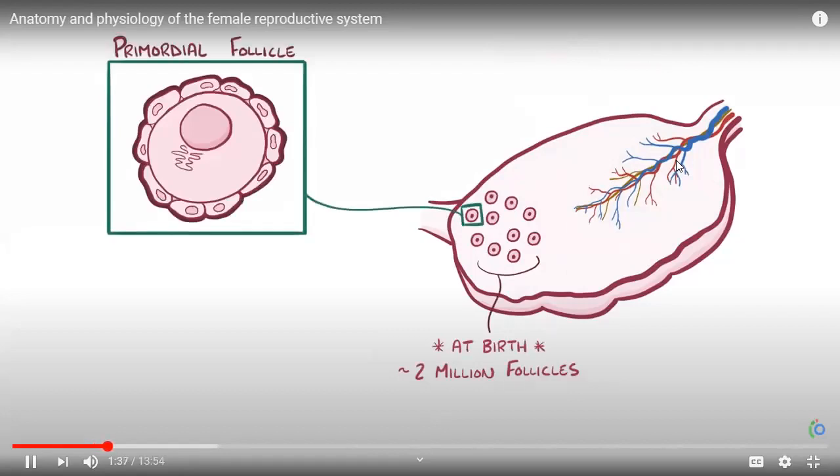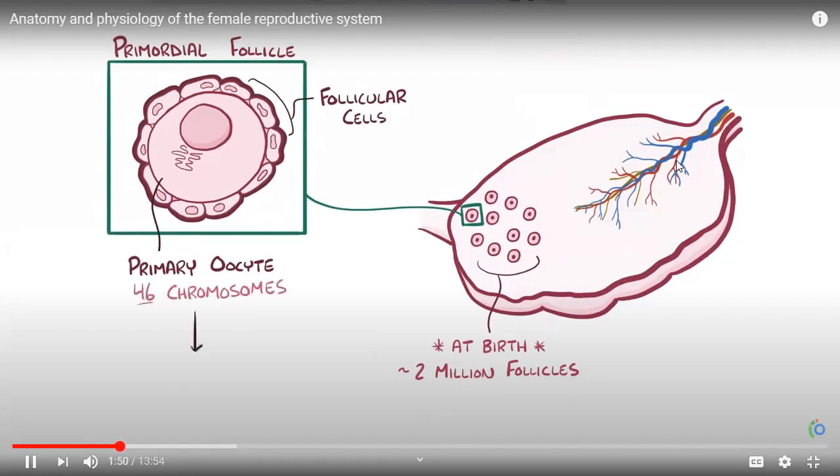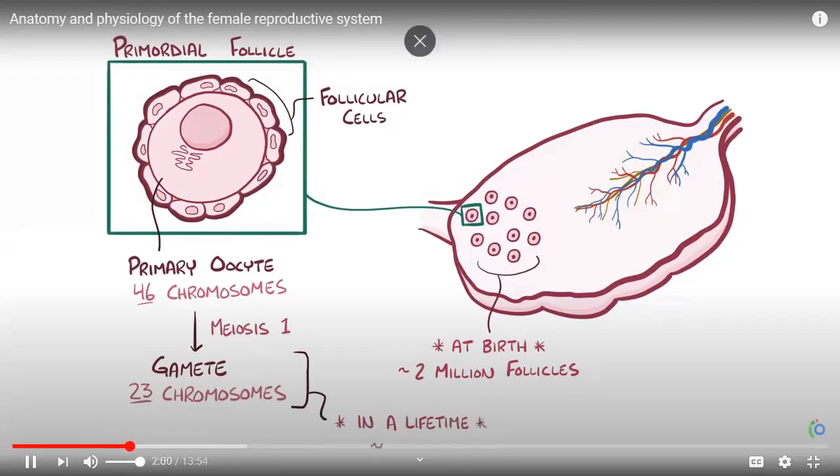Each primordial follicle has a single immature sex cell called the primary oocyte at the core, and a layer of follicular cells surrounds this. The primary oocyte has 46 chromosomes, but eventually it has to turn into a gamete with only 23 chromosomes. To do this, the primary oocytes have to complete meiosis I, and in a person's lifetime, only about 400 successfully do that.